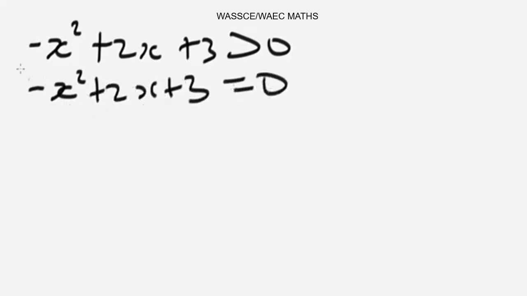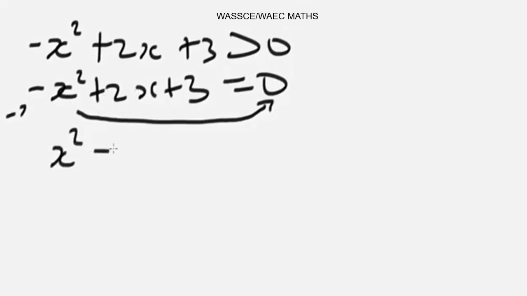Alright, we don't need to have a negative sign for this minus x squared. So simply remove the negative sign here. Everything here will cross over to a positive side, and their signs will change. When minus x squared crosses over, we're going to have x squared. When plus 2x crosses over, we're going to have minus 2x. When plus 3 crosses over, we're going to have minus 3 equals 0.